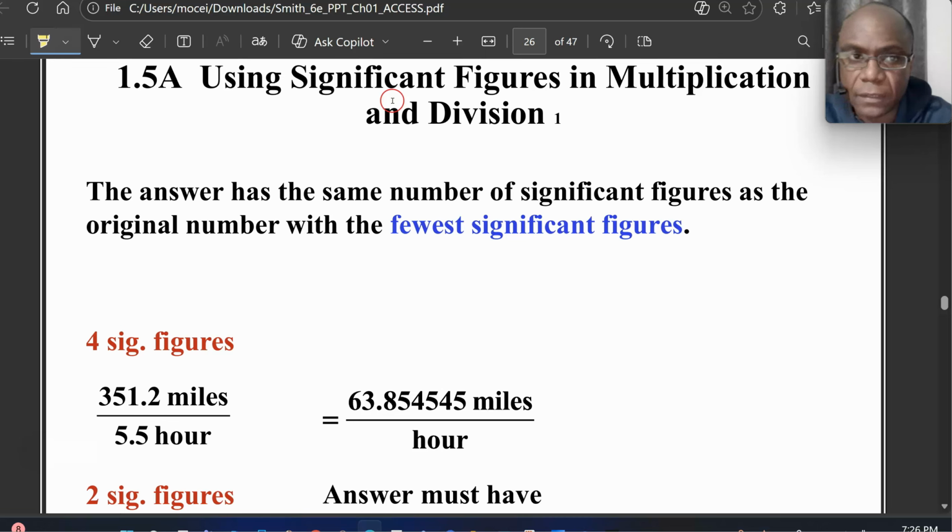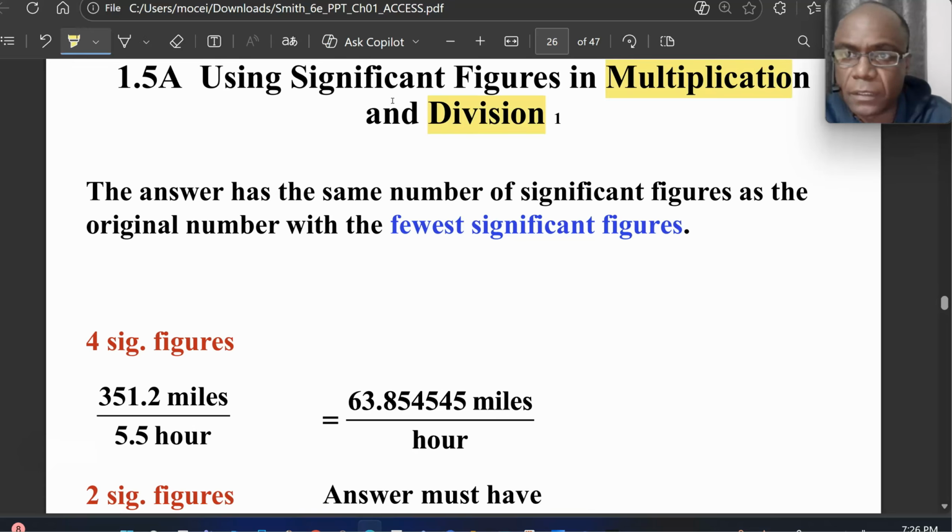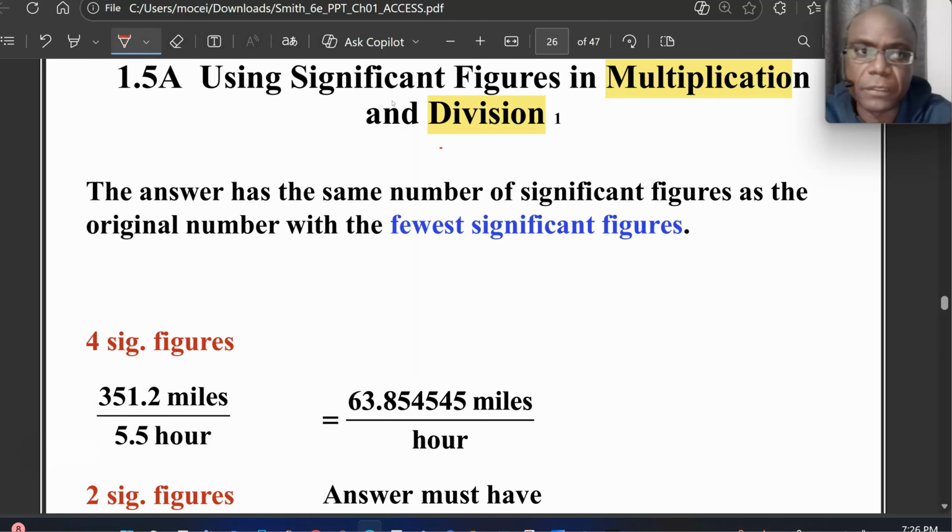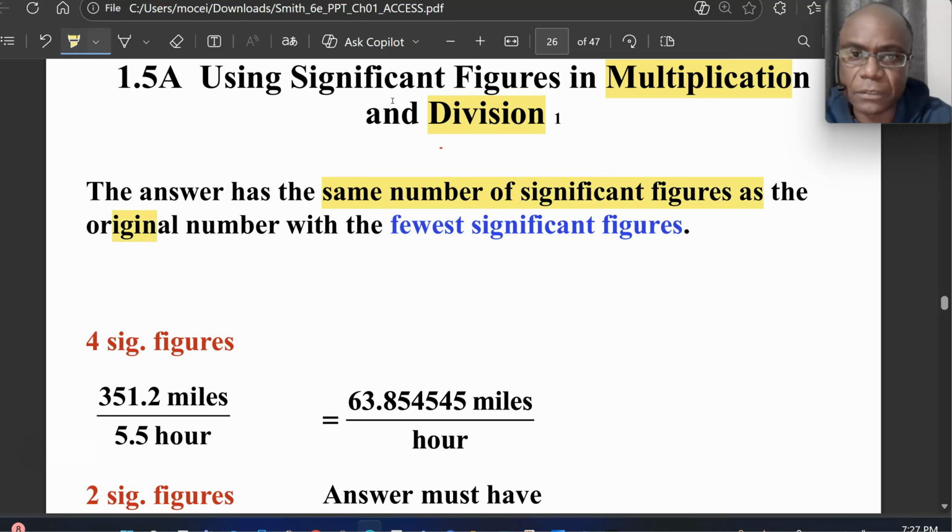Now let us see how we can use significant figures in multiplication and division calculations. Okay, so there are rules. Whenever you are dividing and multiplying, there are rules we should follow. To report multiplication and division answers, we have to report the final value with the correct significant figures, that has the same number of significant figures as the original number with the fewest significant figures.